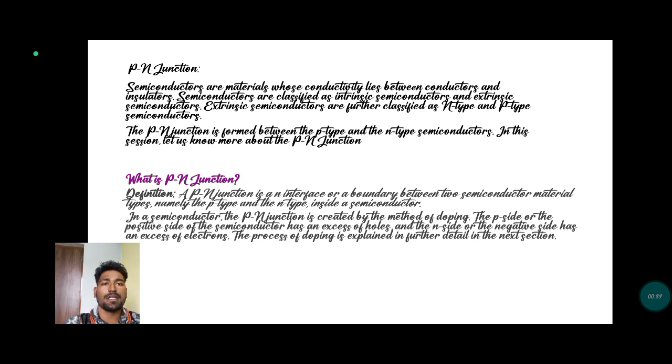What is p-n junction? Definition. A p-n junction is an interface or a boundary between two semiconductor material types, namely the p-type and n-type, inside of a semiconductor. In a semiconductor, the p-n junction is created by the method of doping, where the p side or positive side of the semiconductor has an excess of holes, and the n side or negative side has an excess of electrons. The process of doping is explained in further detail in the next section.